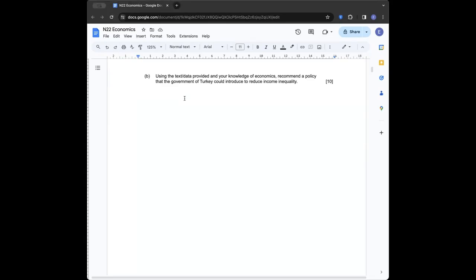Question B. Using the text data provided and your knowledge of economics, recommend a policy that the government of Turkey could introduce to reduce income inequality. My intro will start with a brief summary of the given country's economic state, and I can present my policy recommendation. This time, I would love to recommend the policy of raising dependence on progressive taxation and decreasing the reliance on indirect taxation.